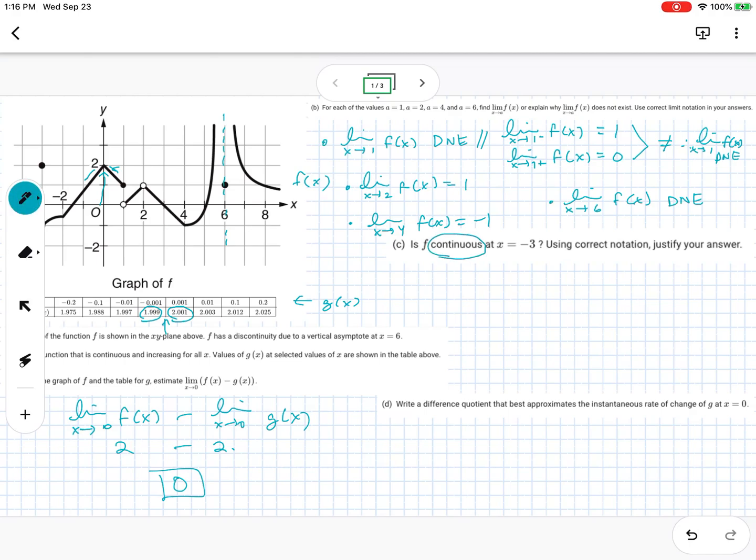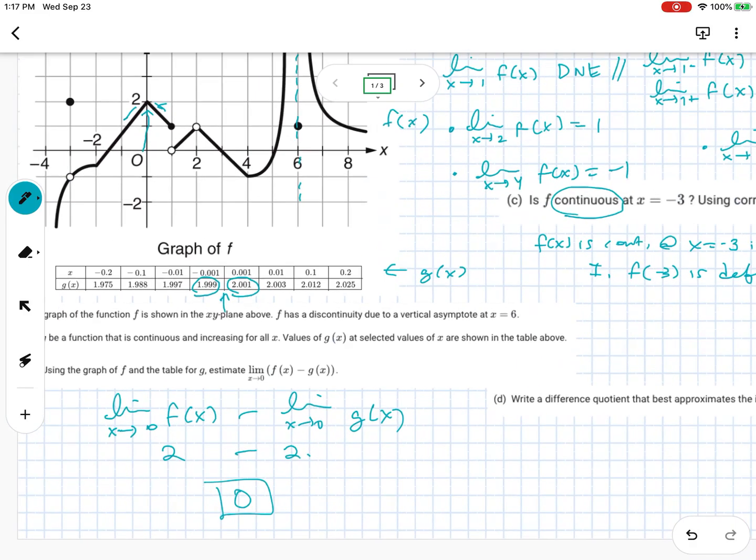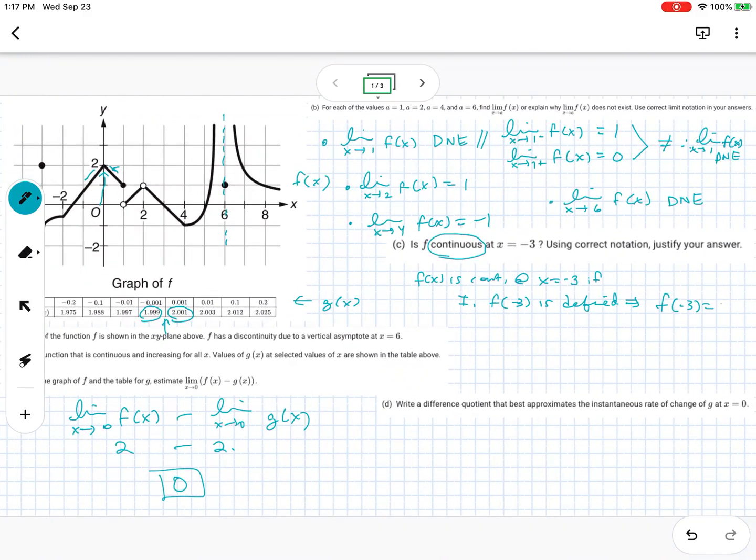Okay. Part C, is f continuous at x equals negative 3? So once again, that trigger word. Okay. So using correct notation, justify your answer. So we can write it like this: f of x is continuous at x equals negative 3 if, and then the first step, f of negative 3 is defined, and then we can kind of work that out. So f of negative 3 here is 2. So we're good. So check. Number 2, the limit as x goes to negative 3 of f of x exists. So we would check the left-handed limit. We would check the right-handed limit.